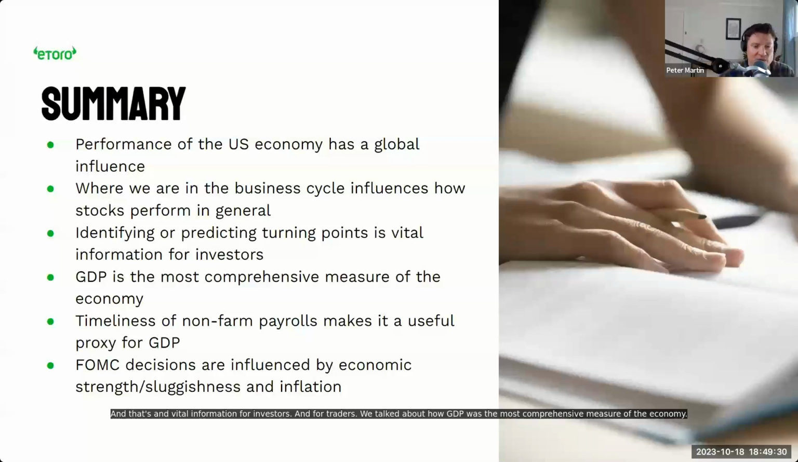We talked about how GDP was the most comprehensive measure of the economy, the widest, the most in-depth report, but its lack of timeliness constrains its usefulness to a large degree. And so the timeliness of non-farm payrolls, because it correlates with GDP, makes it a really useful proxy for GDP and therefore how the economy is doing as a whole. And then finally, FOMC decisions, the Federal Open Market Committee decisions, are influenced by economic strength or by economic sluggishness and what's going on with inflation.